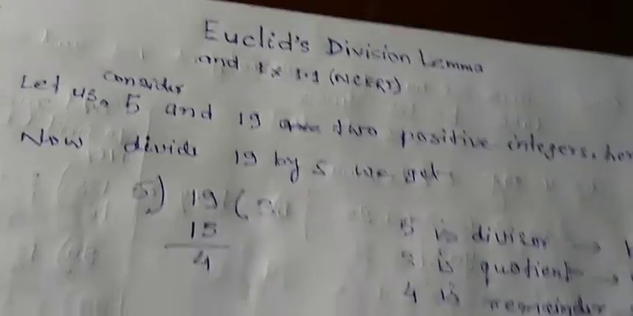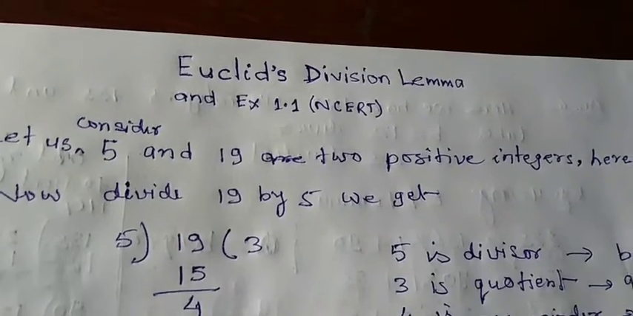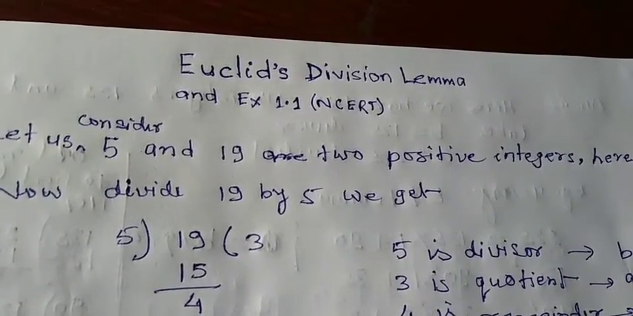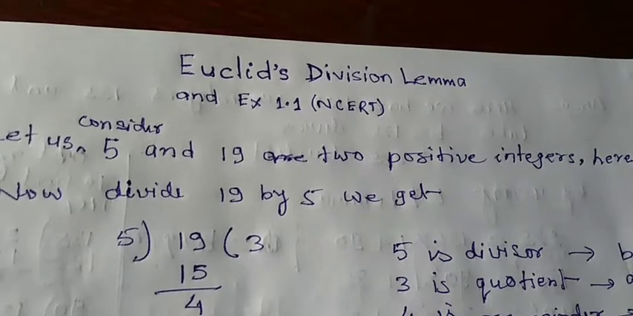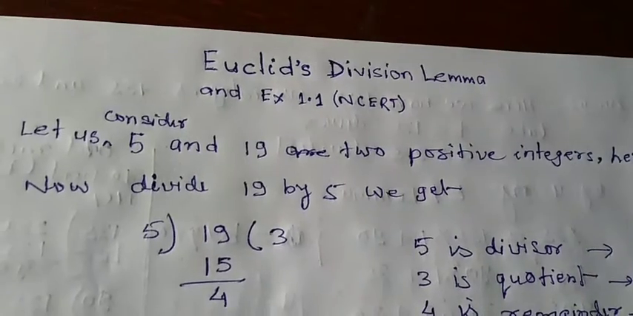Good morning, students. Now we'll start chapter 1, Real Numbers, and in this chapter there is a basic theorem or lemma, that is Euclid's division lemma. After this we'll do exercise 1.1. So let us start.